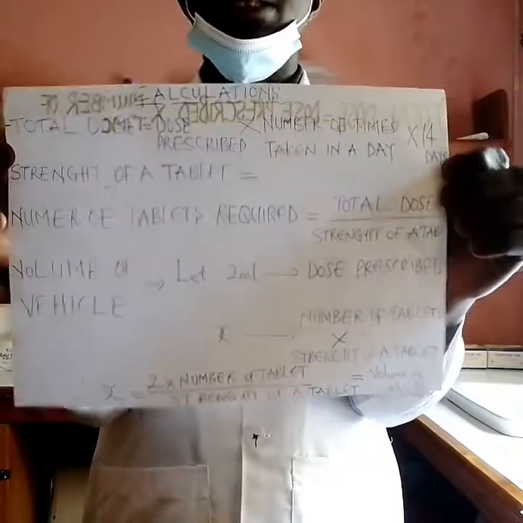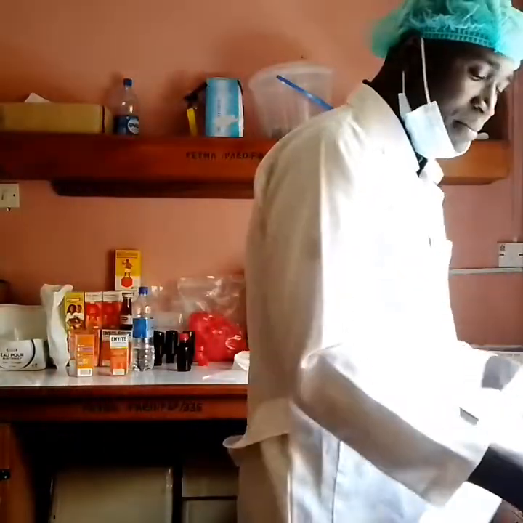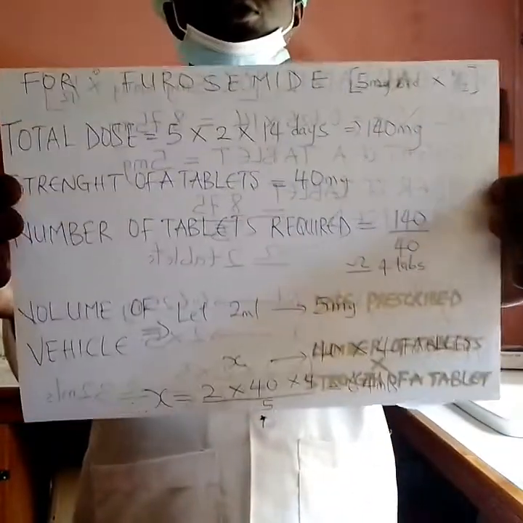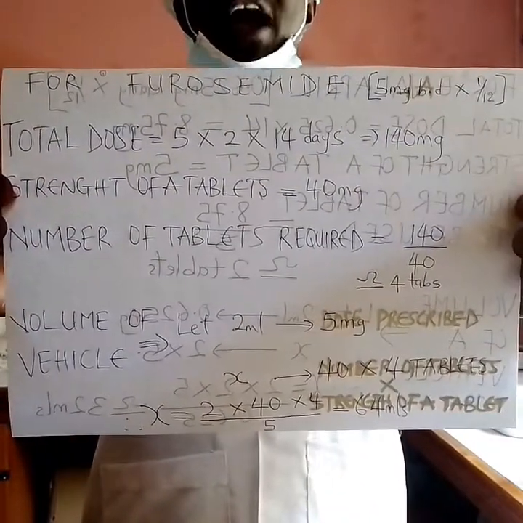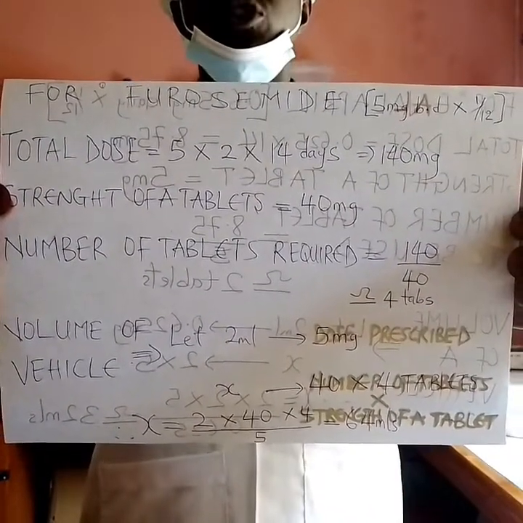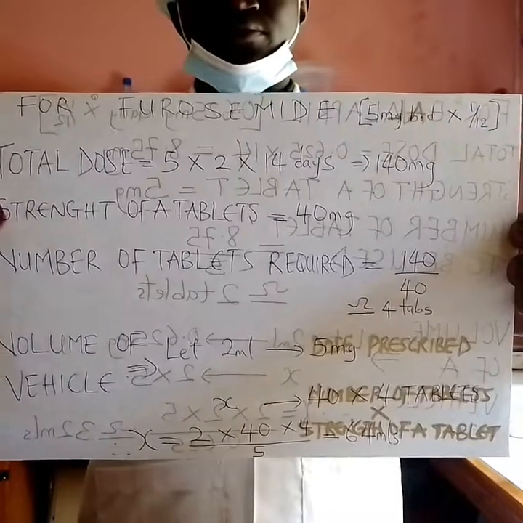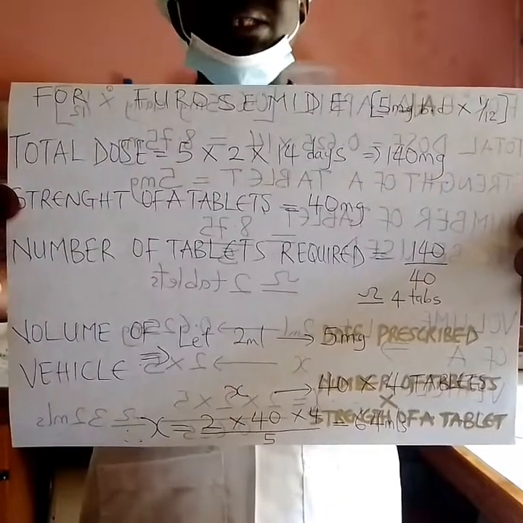Okay, let's see how to do that with furosemide. The furosemide's total dose is 5 milligram times 2 times 14. And that gave us the answer we have.